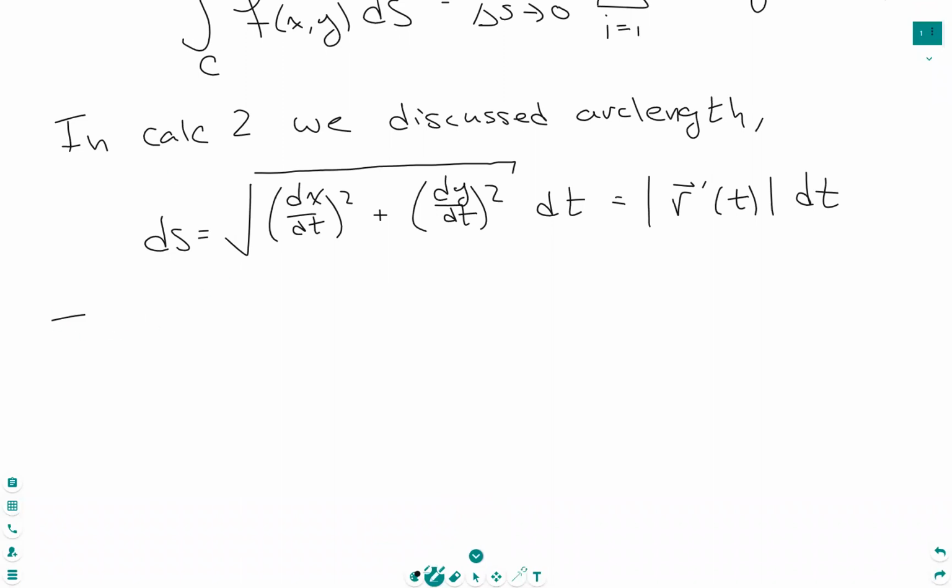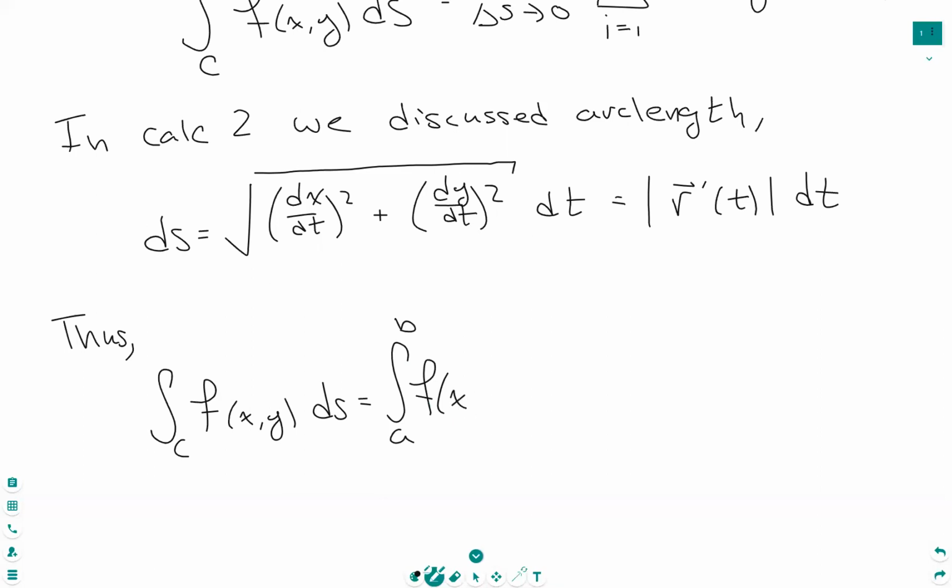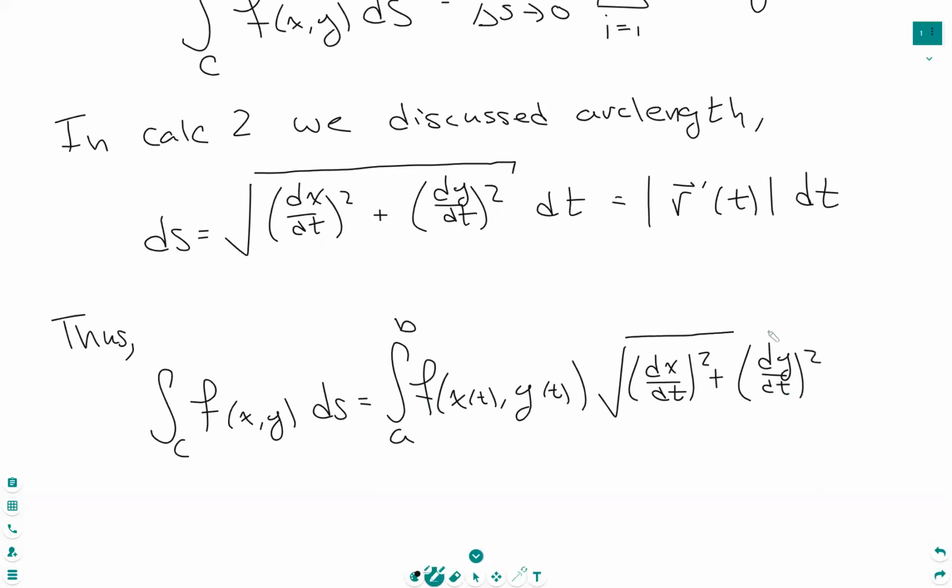So thus, given our parameterization, our line integral over the path C of f of x and y ds is the integral from a to b of f of x of t, y of t, and then our square root of dx dt squared plus dy dt squared dt.